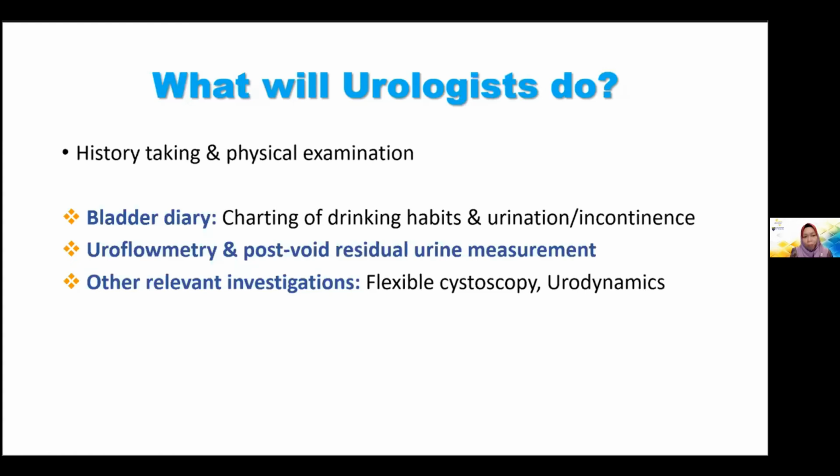Next is uroflowmetry, and also post-void residual urine measurement. We have a special machine where we ask the patient to pass urine. We want to see how much urine they are passing out, because they might not be emptying their bladder completely. Because of this, they tend to have a high post-void residual urine, and this can cause overflow incontinence. So we can get a rough idea of how good or bad their bladder is working, and we can assist them in that particular area.